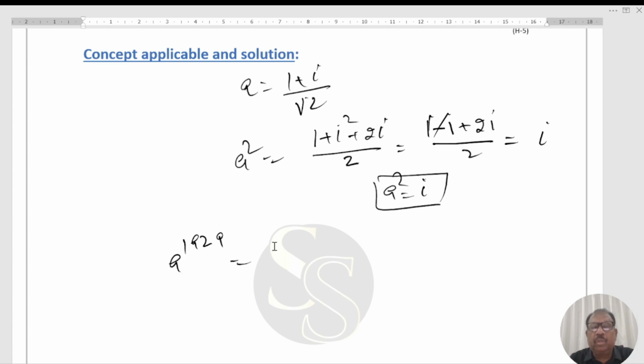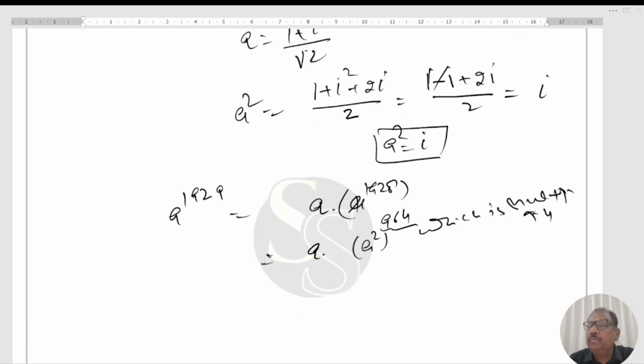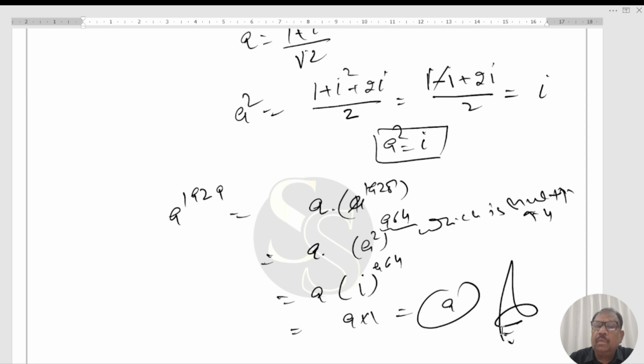a^1929 we can write as a into a^1928. We can write this as a square to the power 1928 divided by 2, which is 964, which is a multiple of 4. So we can take it as a into iota^964, which is a multiple of 4. So this answer will be 1. a into 1, that is a is the answer.